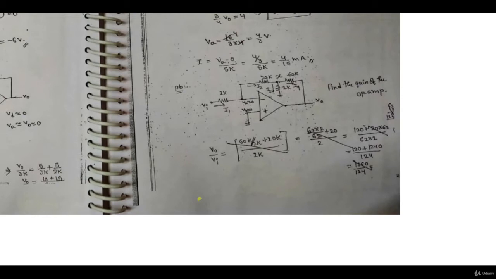Now let's look at this problem. Vi is given, I1 is the current flowing through the 2 kilo ohm, Vb is connected to ground, Va will be approximately equal to 0, I2 is the current flowing through this 20k, I3 is the current flowing through this 2k, I4 is the current flowing through this 60k. This node is X and this is the V0 node. You have to find the gain of the op amp. Gain of the op amp you have to calculate.